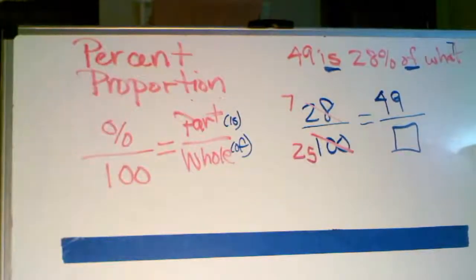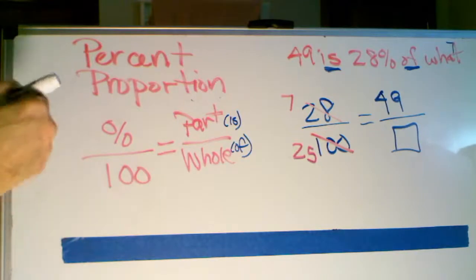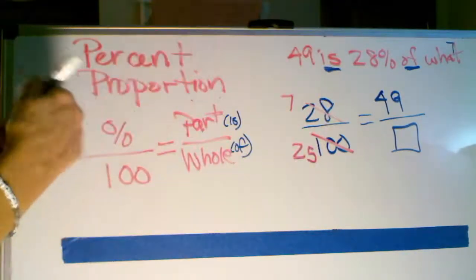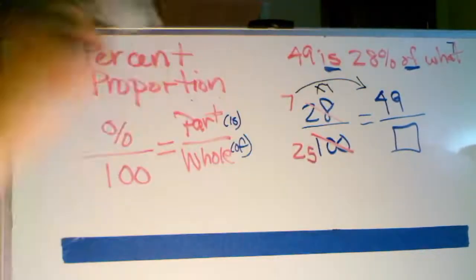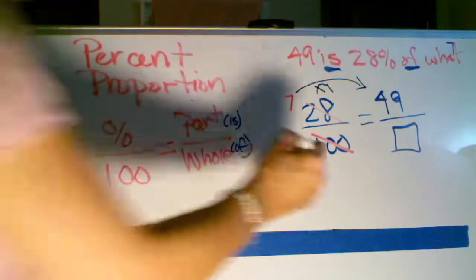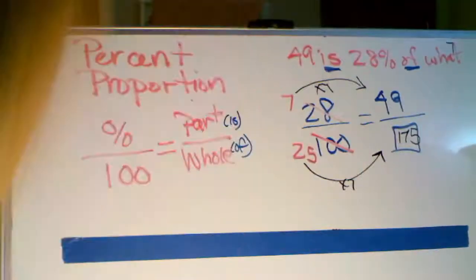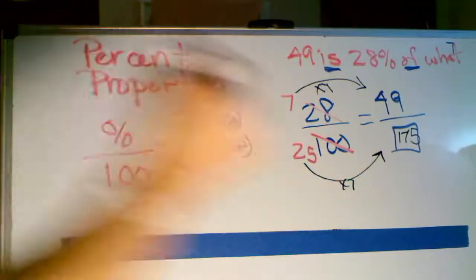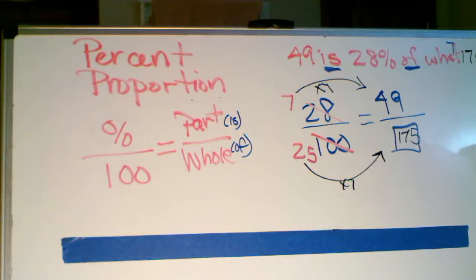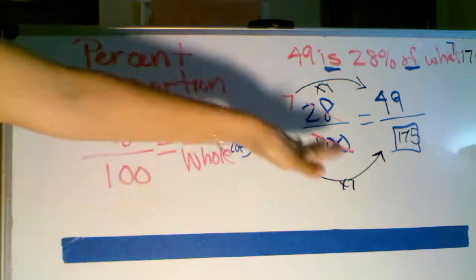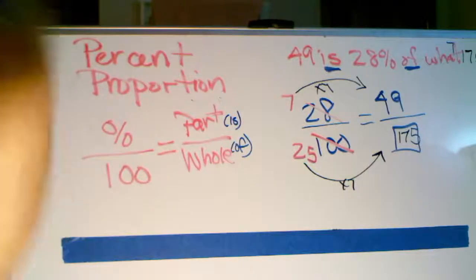Now, from our ratio, we know the rule: whatever you multiply the top by to get the new number, you multiply the bottom. So I'm going to do 7 times 7, which gives me 49. That means I have to do 25 times 7, and that gives me 175. There. 49 is 28% of 175. Okay? So if that's easier for you, that's fantastic. Use the proportion. Set it up, know what it's going to be, put the numbers in, and solve it.